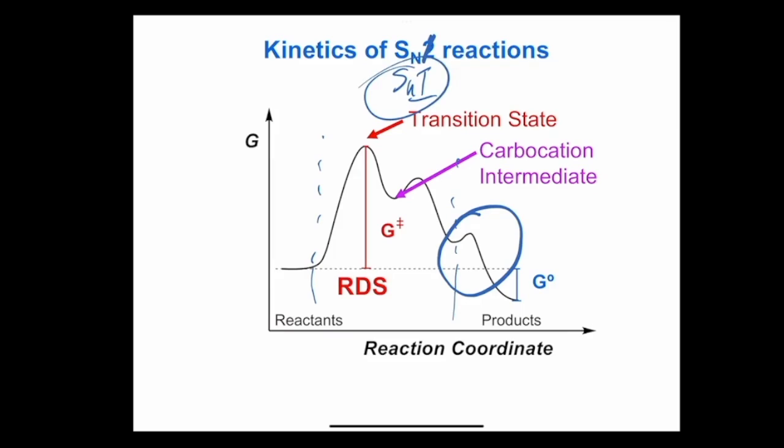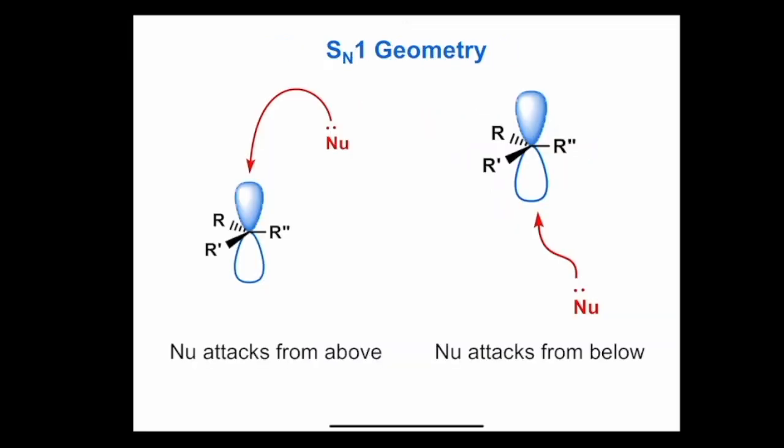SN1 reactions are multi-step. That's why we have these different components. That's why it's an overall reaction. That's why the mechanism changes. And we change it based on what we're doing. So, last thing. We talked last time about SN2 had an inversion. SN1 is a little weird.